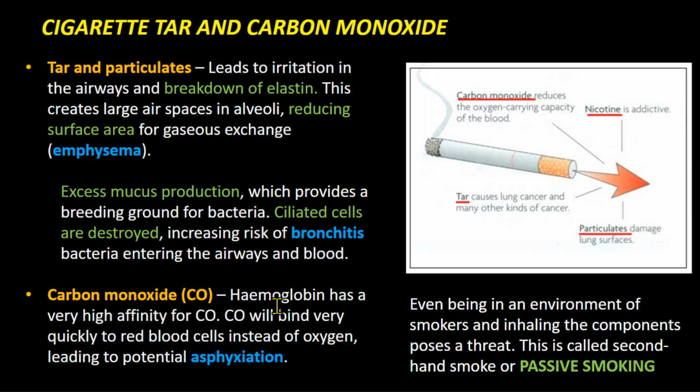Carbon monoxide: remember, hemoglobin has a very high affinity to carbon monoxide. This means that carbon monoxide is going to bind very readily to red blood cells instead of oxygen. And because the body is now going to be deprived of oxygen, this could lead to potential asphyxiation and death. In fact, inhalation of carbon monoxide is a popular suicide method. Even being in an environment of smokers and inhaling the components poses a threat. This is called secondhand smoke or passive smoking.